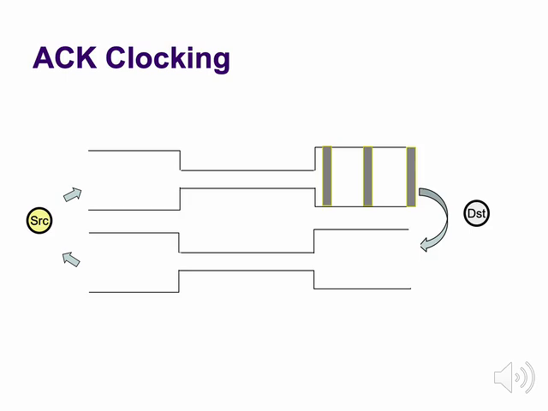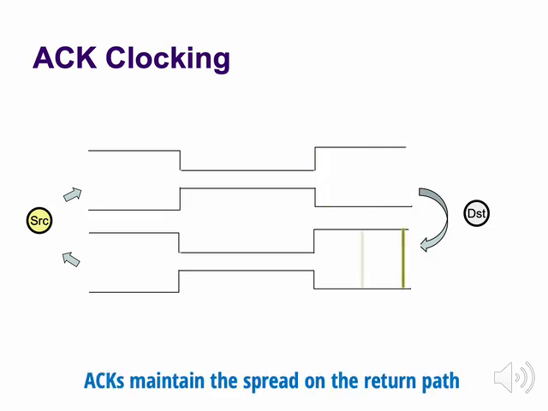So these packets now arrive at the destination, and what is the destination going to do? It's going to pick up each of these packets and send an acknowledgement. So when a packet arrives, pick it up, send out an acknowledgement. And so when we look at the acknowledgements as they're traveling back, what we see is that they maintain that spread between them. The gap between these acknowledgements is determined by that bottleneck link on the forward direction, when data packets are going from the source to the destination. And that gap is going to be maintained on the return path.